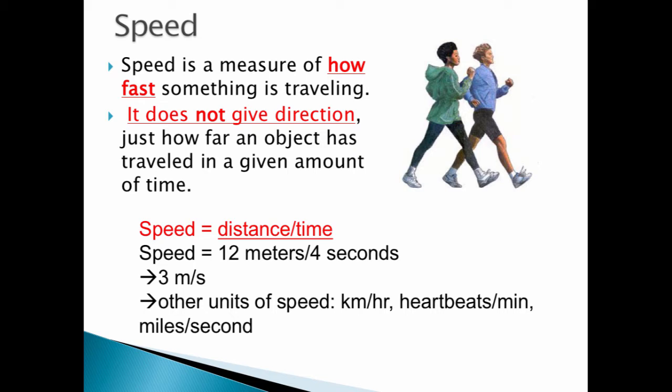So for example, if the girls are walking 12 meters in 4 seconds, their speed would be 3 meters per second. Other units of speed can include kilometers per hour, heartbeats per minute, like we talked in biomedical detectives, or miles per second, or even frames per second, like Brant suggested.